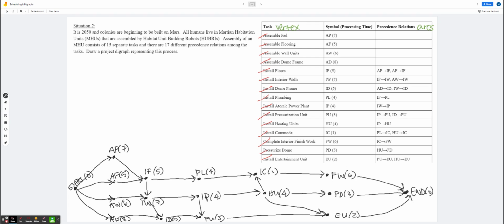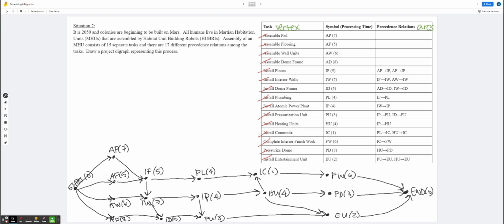So hopefully your project digraph looks something like this. The shapes don't have to be exactly the same as the shapes that I used, but you do want to make sure that the last tasks all come together to an ending task. Again, we have a starting task with processing time 0. We also have an ending task with a processing time 0. In general, you want your project digraph to flow from left to right because that's how we read. Other than that, the rest of it can be a slightly different shape, and that's fine.